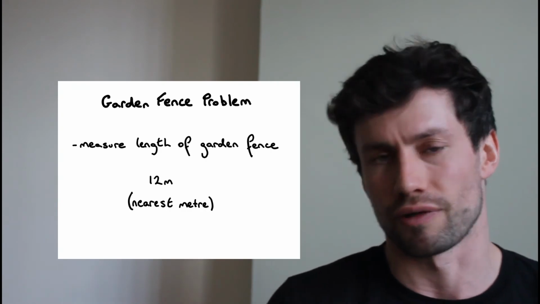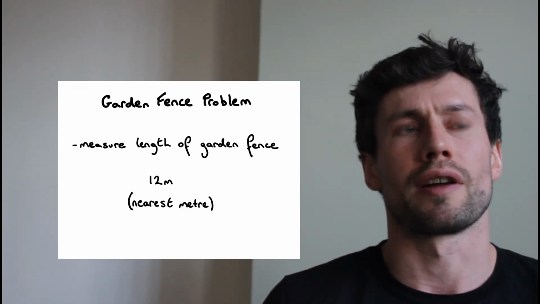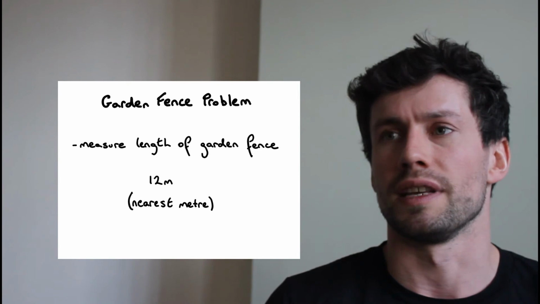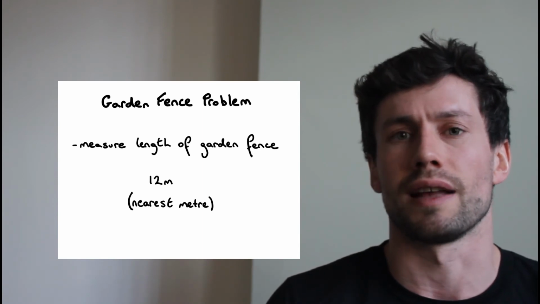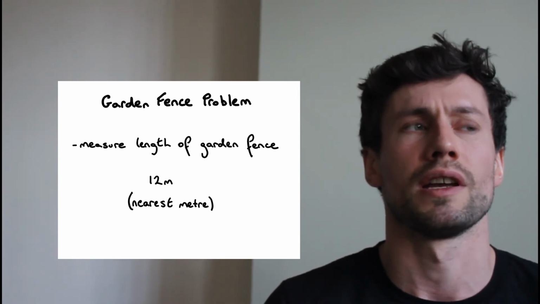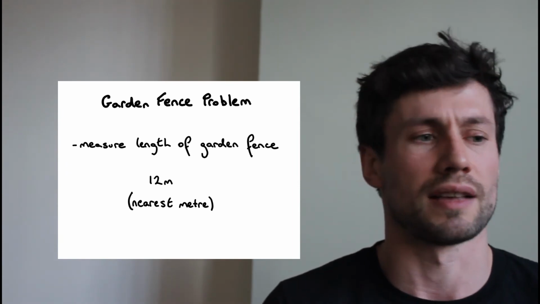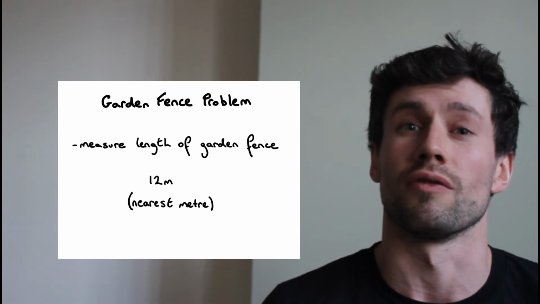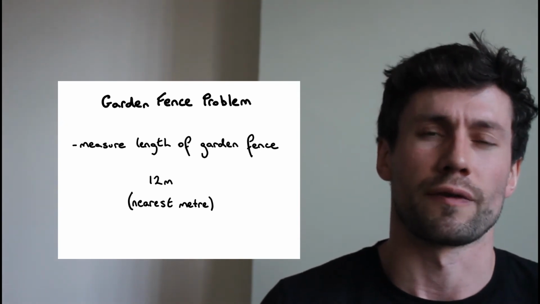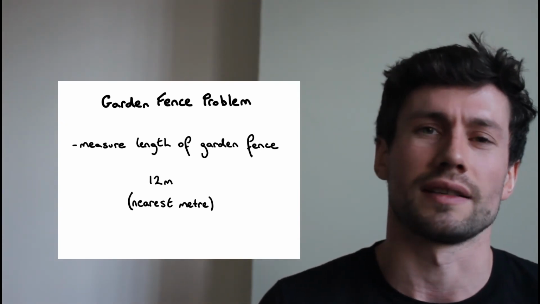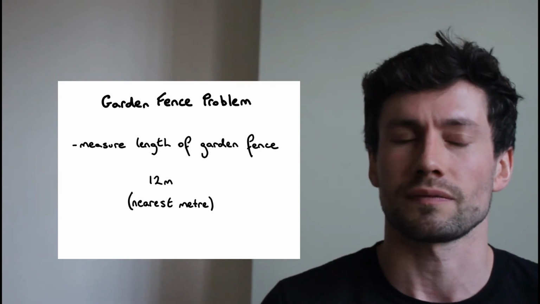Now I'm going to explain 2 of the typical exam questions that we get on upper and lower bounds. The first one is what I call the garden fence problem. Picture you're at a friend's house and one of the adults tells your friend to go out with a measuring tape and measure the length of the garden fence. Say whoever asked them to do it wants to go and buy some new fencing. Your friend goes out, they come back in and they say it's 12 meters.